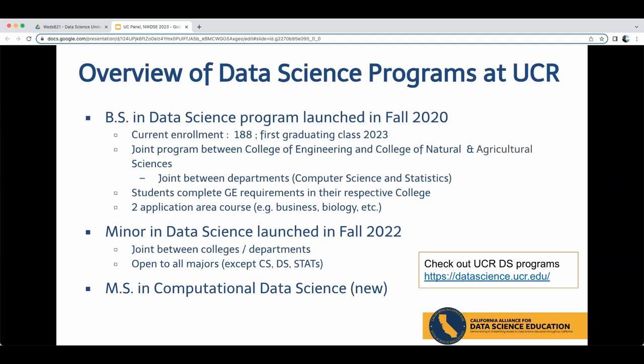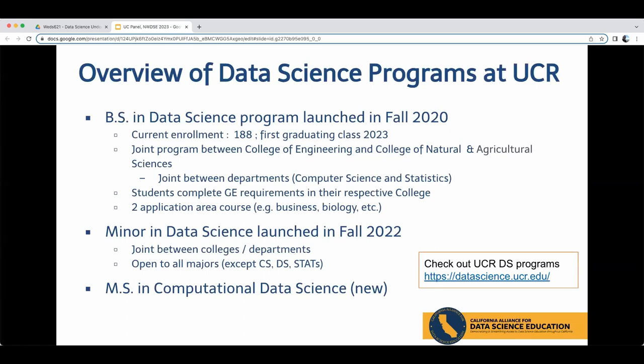The program is, again, joint between 2 colleges and 2 departments. So we have the College of Engineering and then the College of Natural Sciences, which house Computer Science and the Statistics Department. When students are accepted, they're accepted into a college, and they would then belong to that college and decide on majoring in data science within that college. So they end up completing the GE requirements for that particular college, and their advisors would be from that particular college.